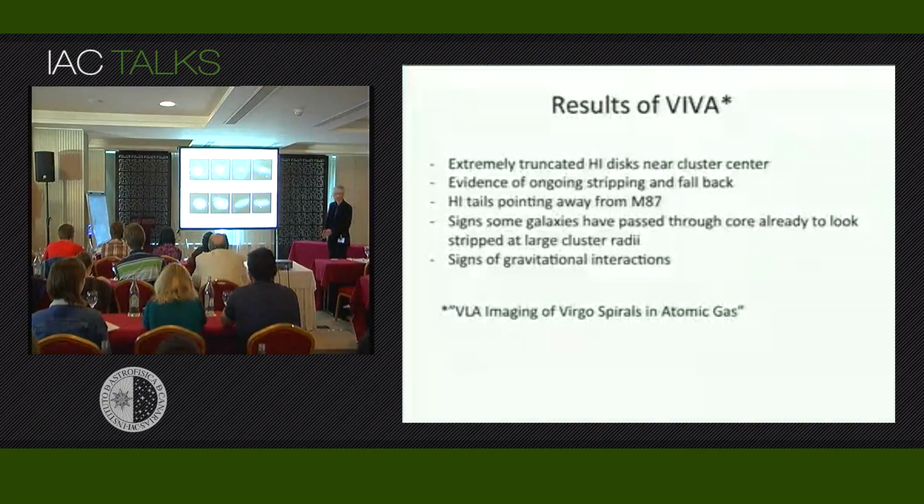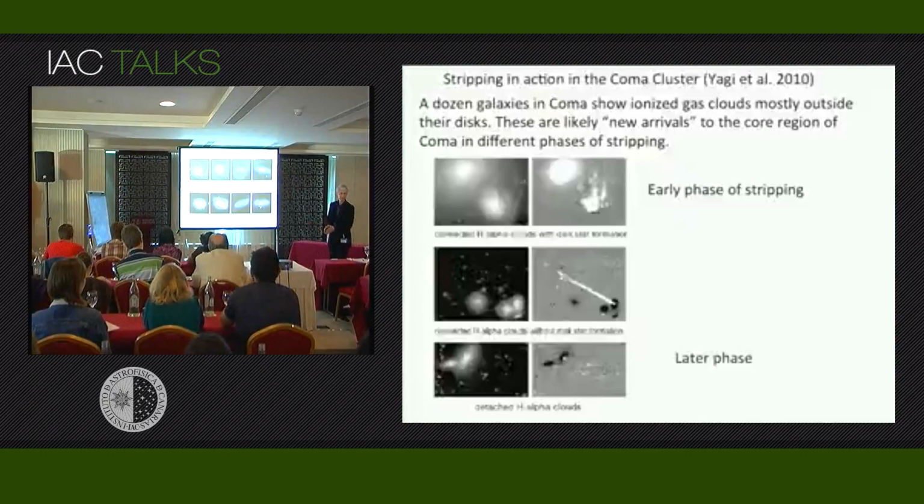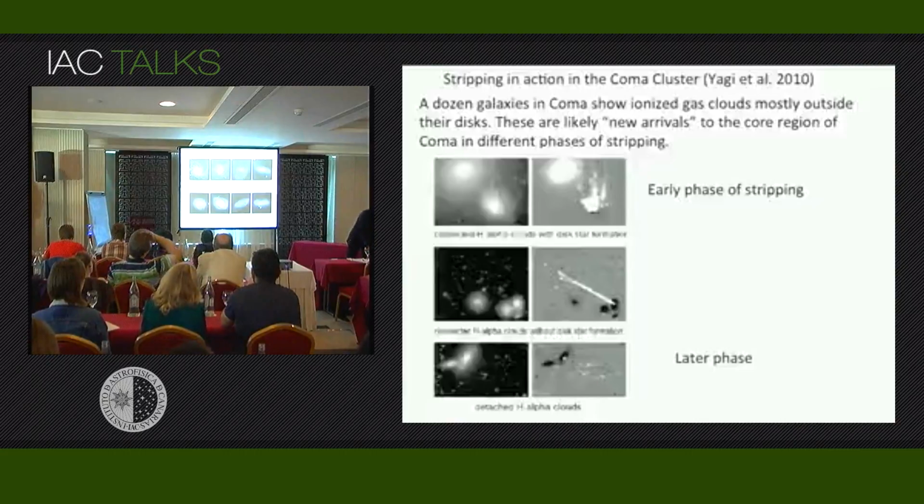Now, the Coma cluster is much more distant, but it's had some interesting results too. These pictures are from a paper by Yagi et al. 2010, and they show galaxies that are possibly in different phases of stripping in the cluster environment. And I've selected 3 of their examples based on H-alpha that show the 3 different phases that they think are going on.